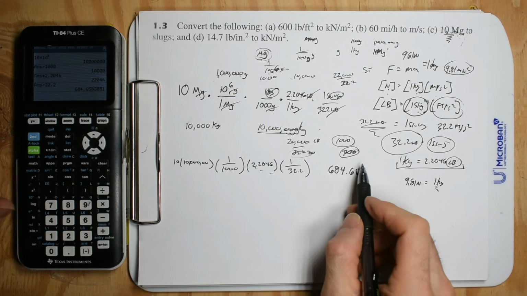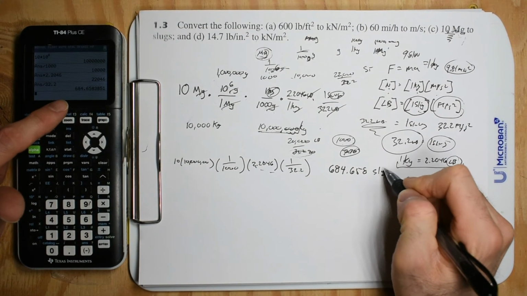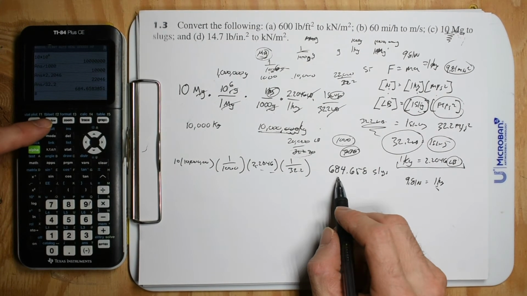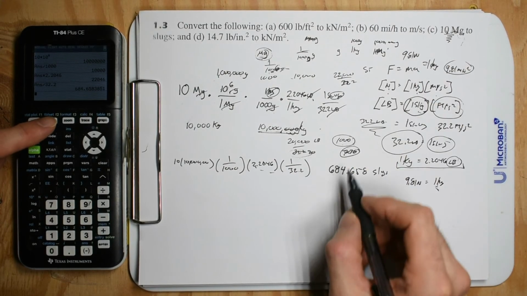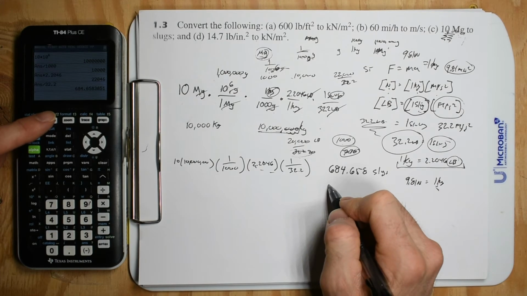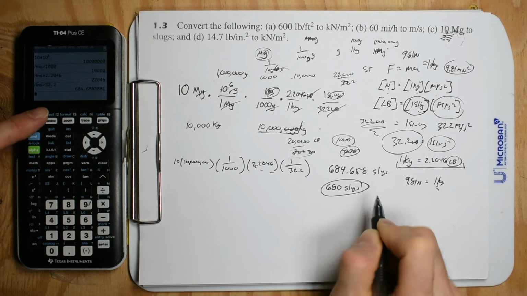684.658, and so on. And this is going to be in slugs. Each of these slugs is 32 pounds, so it kind of gives you an idea of what's going on here. And we're going to say 10 megagrams. There's only 2 significant figures here, so we're going to go with 680 slugs. Final answer.